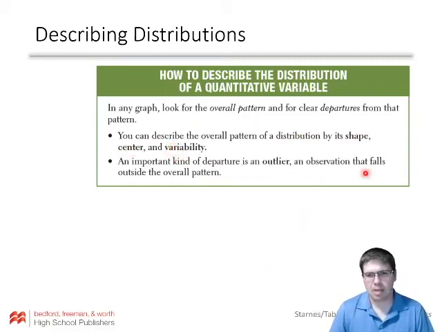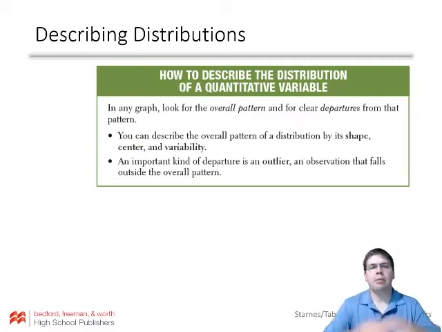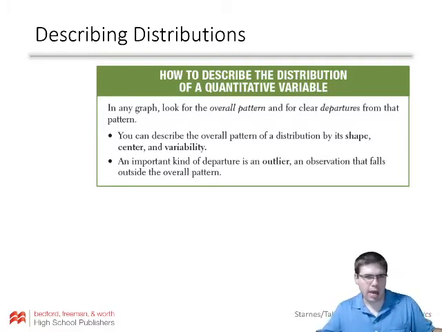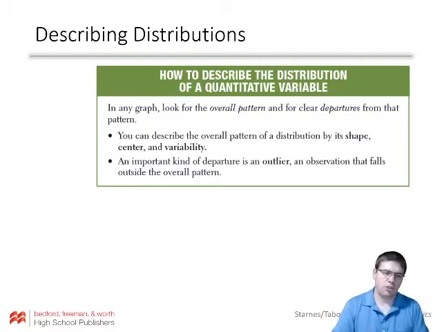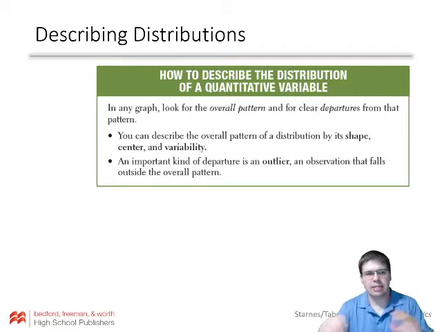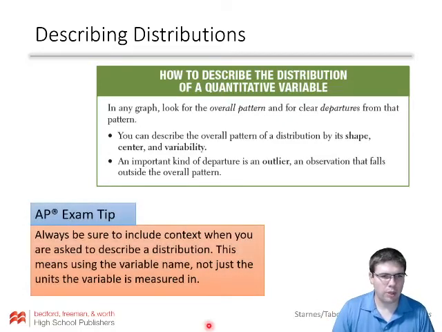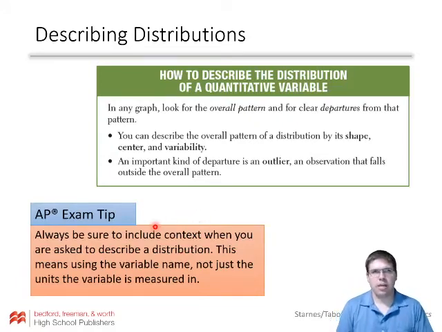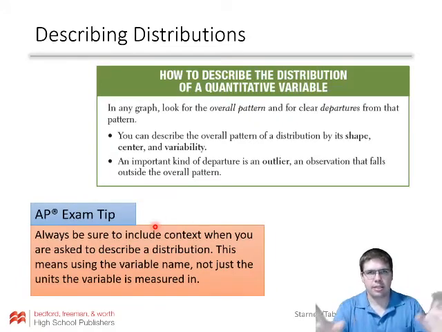So just be careful, whenever you're describing a distribution, you need to give a clear picture of where is the center of this data. How spread out is it? What's the shape of this distribution? And are there any weird things, gaps or outliers and things like that? So make sure you touch on always those things. And then include context as well. Don't just say, oh, the data is this, this, and this. Actually mention what we're talking about.